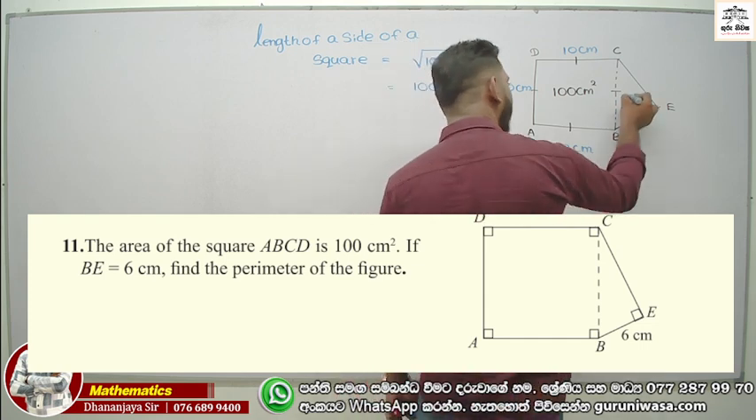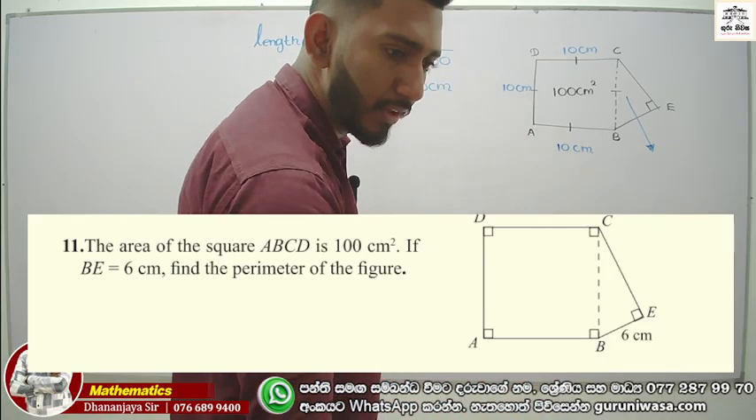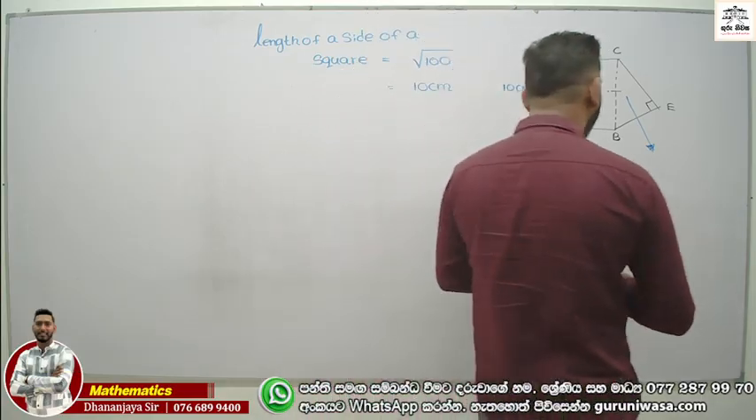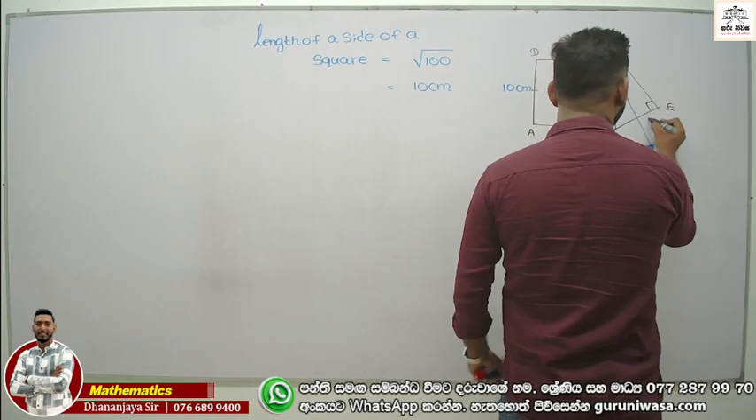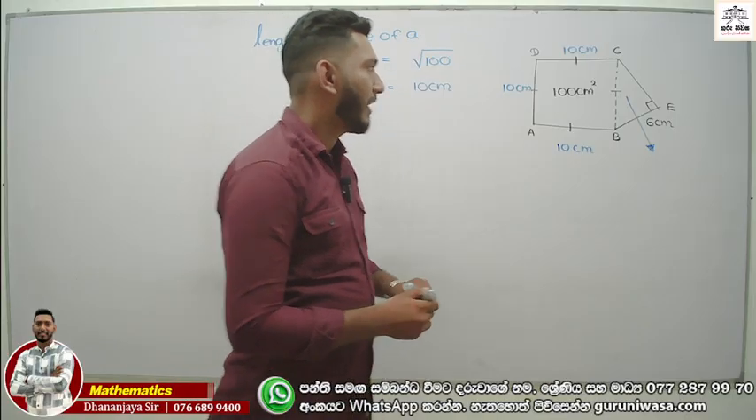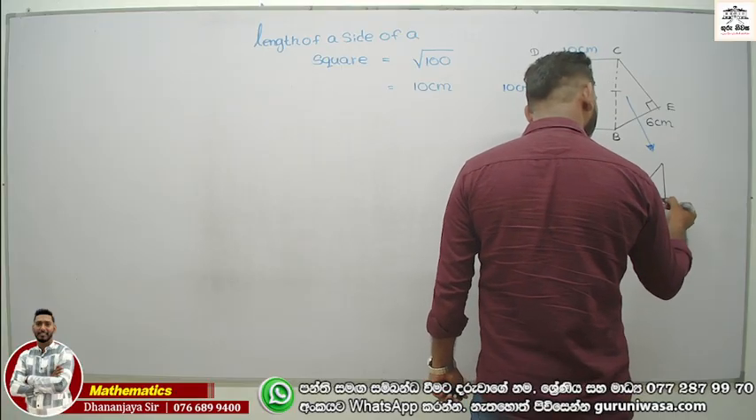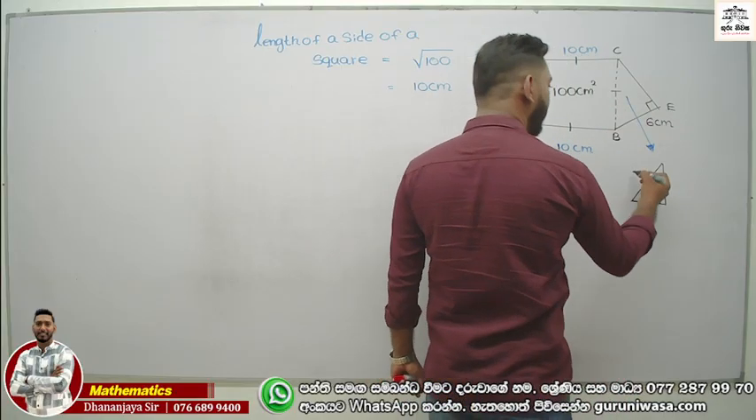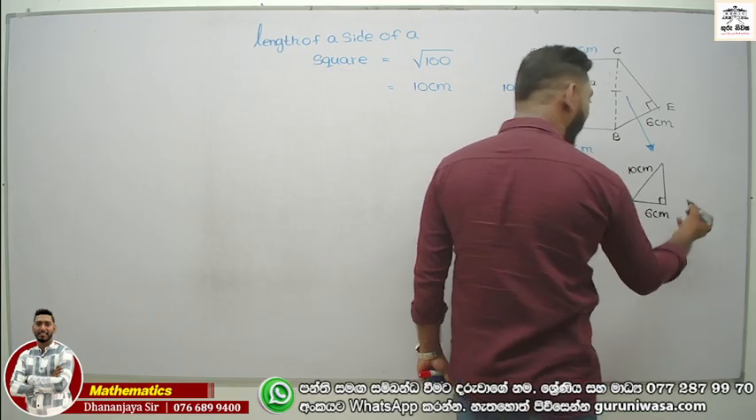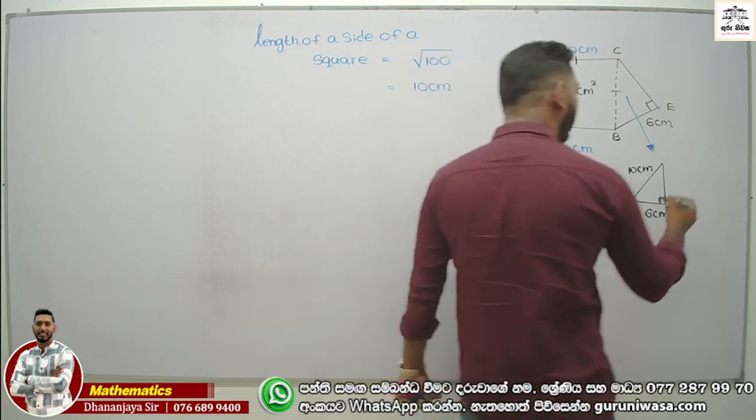Now look at this triangle. This one we call a right angle triangle. This side is also 6 centimeters. Right angle triangle like this. And we did the Pythagorean relationship 6, 8, 10. The hypotenuse is 10 and this one is 6. This one should be 10.